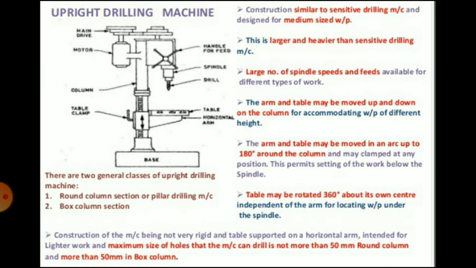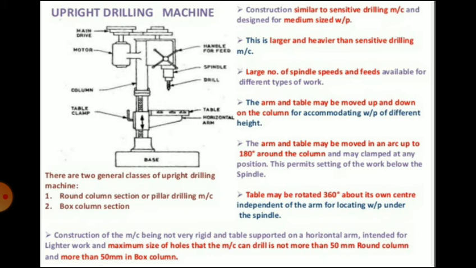Now the next category is the upright drilling machine. This machine is designed for handling medium size workpieces. In construction, the machine is very similar to the sensitive drilling machine, but it is larger and heavier. A large number of spindle speeds and feeds may be available. Upright drilling machines can drill holes up to 75 mm in diameter and up to 350 mm deep. This can also be used for reaming and tapping operations.